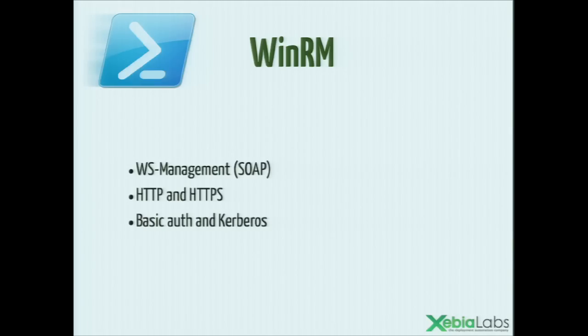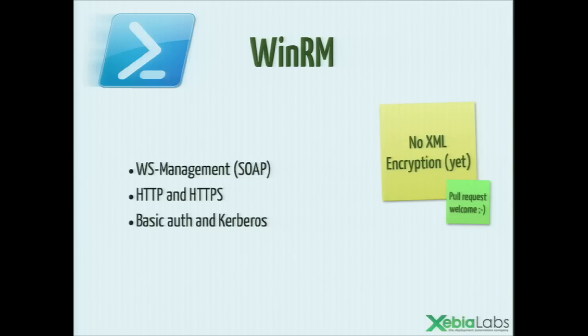It's Microsoft's implementation of WS-Management. You can run it over HTTP or HTTPS, and you can use basic authentication to authenticate local users or Kerberos for domain users. And the only thing we don't support yet that's part of WinRM is XML encryption, just because it's a big hassle to implement. I think we'll have to do it at some point, but any pull requests are welcome for that part. We have the code on GitHub. I'll send you the link at the end.